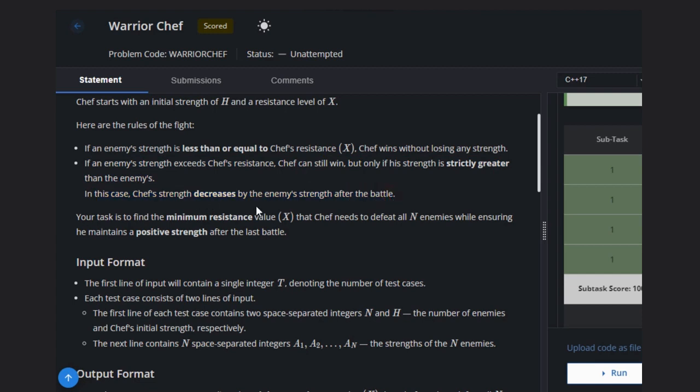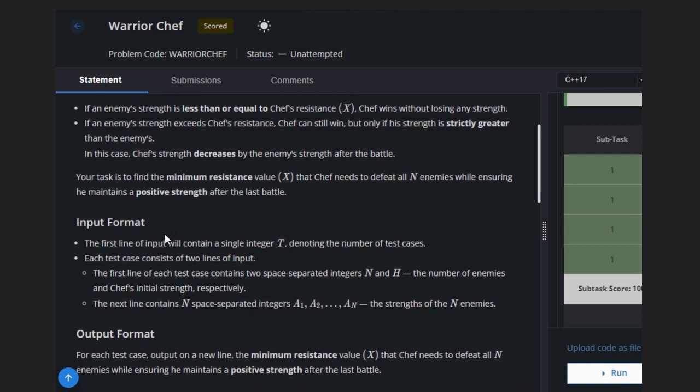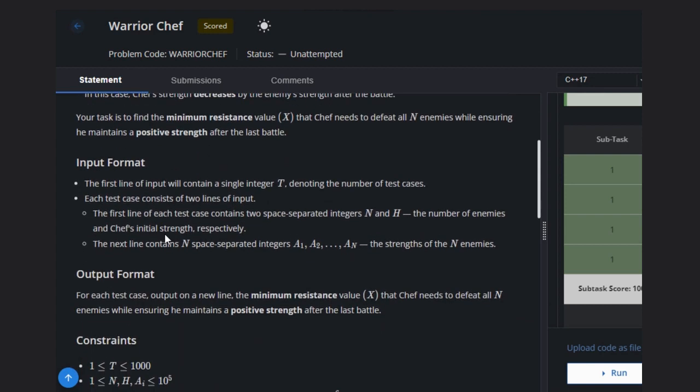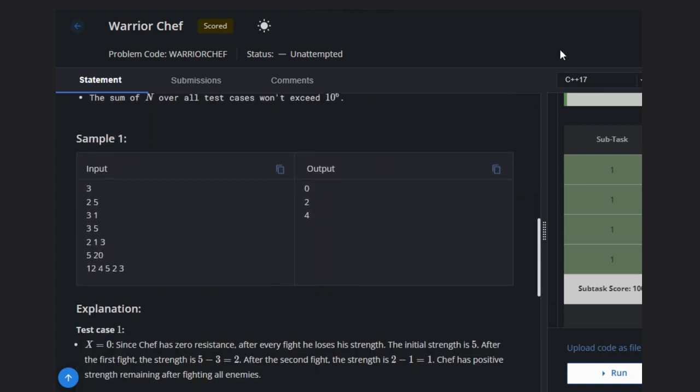So we need to find the minimum resistance value X that Chef needs to defeat all the enemies while ensuring he maintains a positive strength after the battle. That is the must case. So let's see some examples to understand.